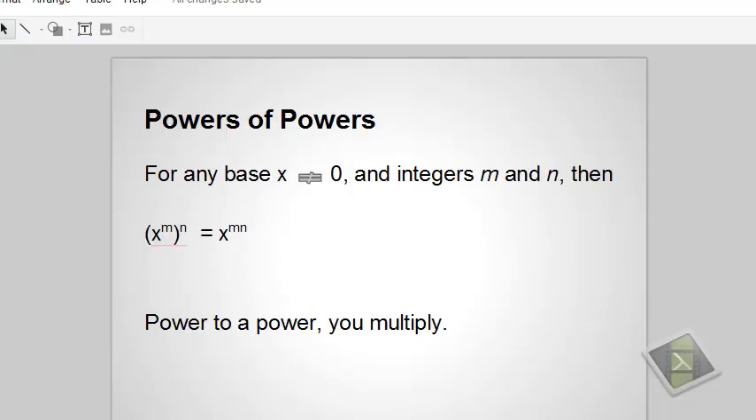Alright, here we go. Powers of powers. Power to a power, if you look down here. Any base x that is not equal to 0. Integers m and n.